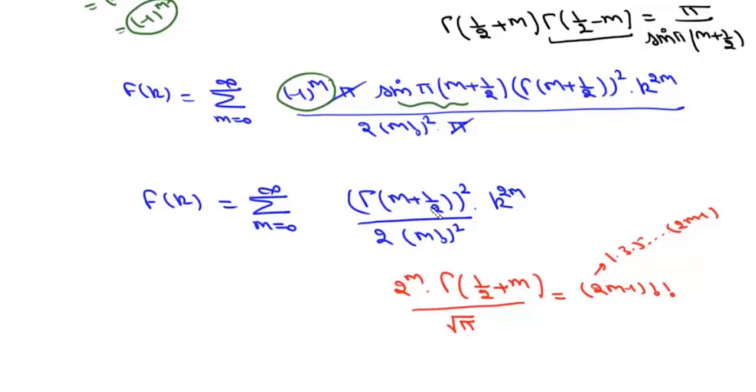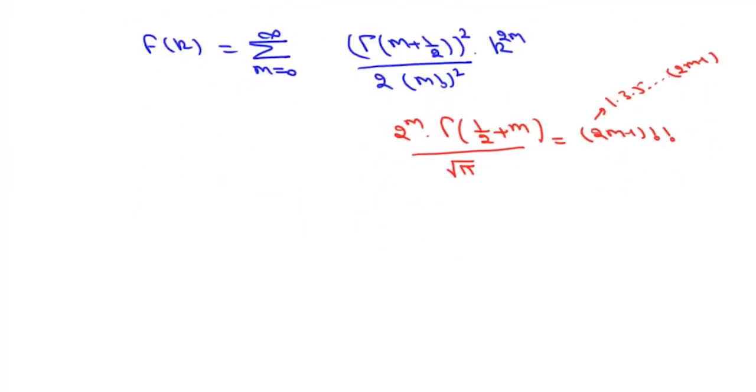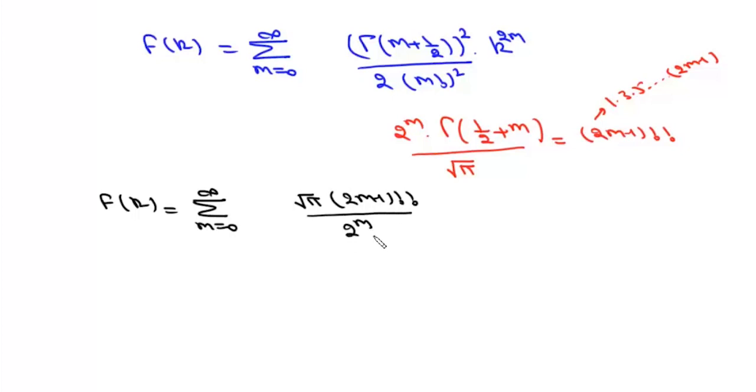Now if we put this here, we can write this as fk equals this summation m varies from 0 to infinite, and here it will be under root pi into double factorial (2m minus 1) upon 2 to the power m, and then into factorial m whole square, and we also have this 1 by 2 into k to the power of 2m.